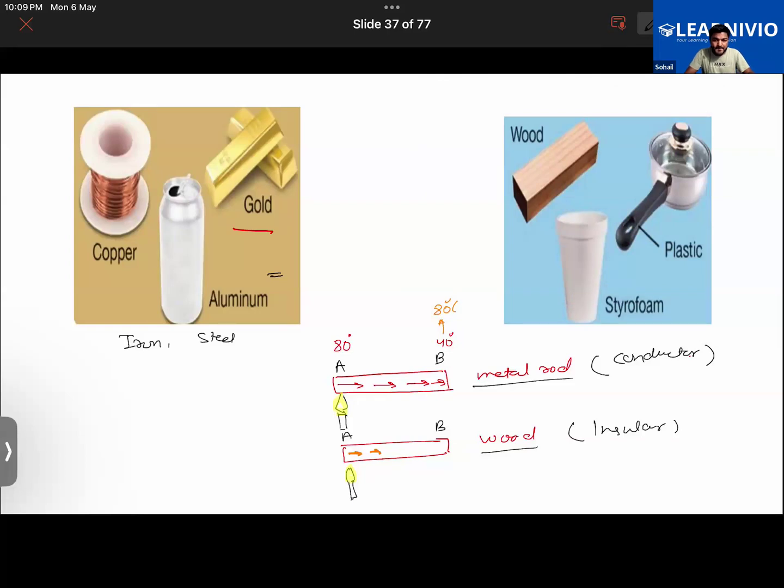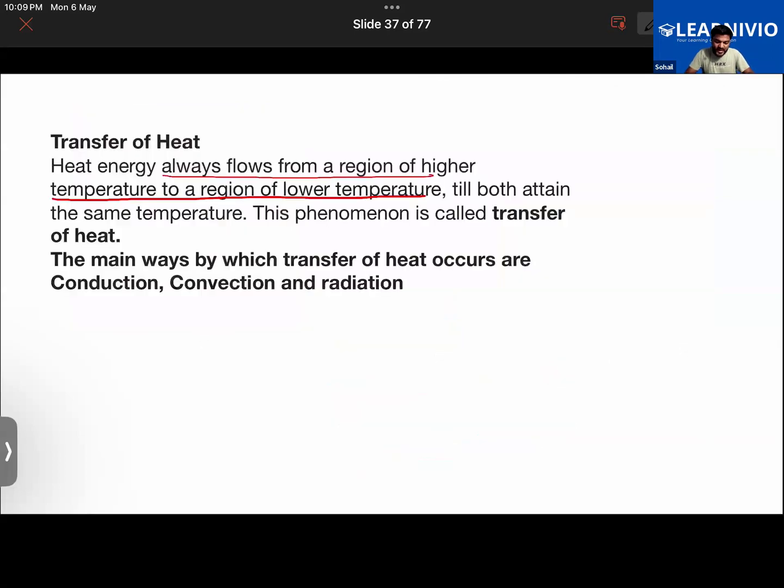Okay. So that is the thing. And this phenomenon, as I said, is called transfer of heat. Also, in general, you have studied heat flows from a hot object to a cold object. Or in other words, heat flows from an object at higher temperature to another object that is at lower temperature.